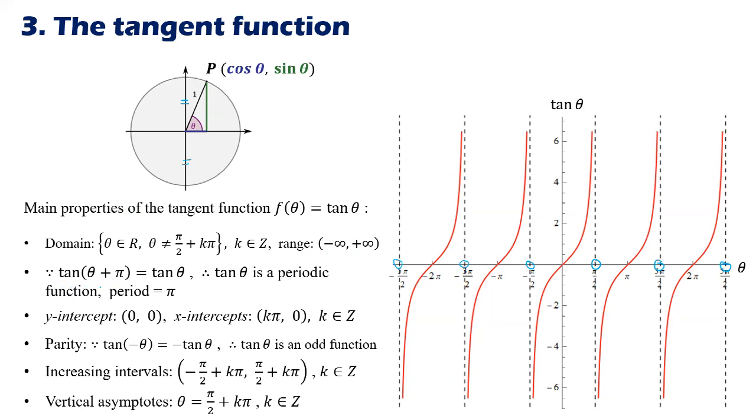Next, let's consider whether this function is a periodic function. Because we know that tangent theta plus pi equals tangent theta, that means tangent theta is a periodic function with a period pi, right? So it just repeats itself over and over again. So the y-intercept, that means when x is 0, y is 0. So the y-intercept is (0, 0). The x-intercepts are these points, right?